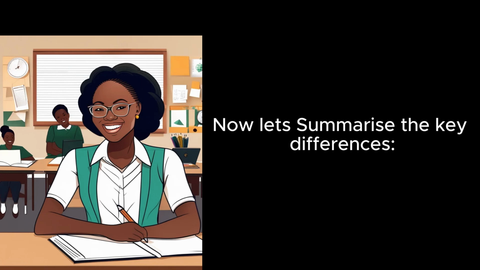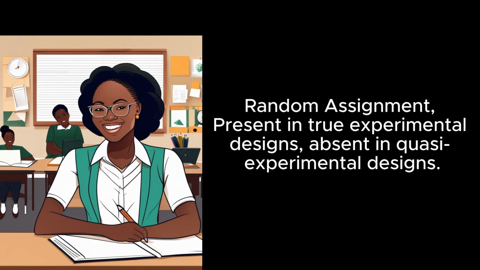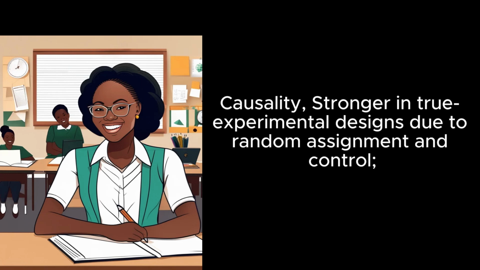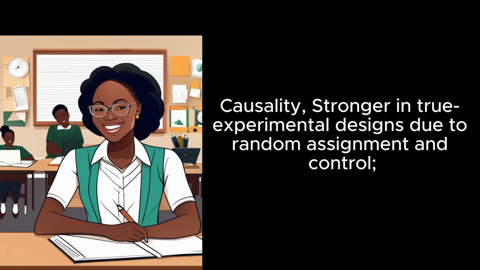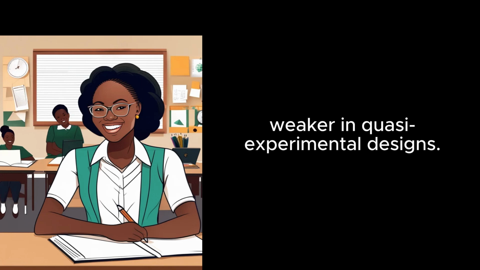Now let's summarize the key differences. Random assignment: present in true experimental designs, absent in quasi-experimental designs. Control over variables: high in true experimental designs, lower in quasi-experimental designs. Causality: stronger in true experimental designs due to random assignment and control, weaker in quasi-experimental designs.